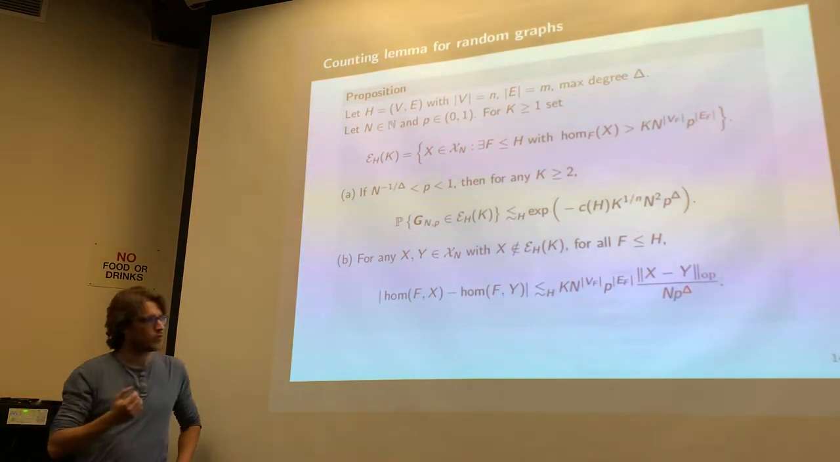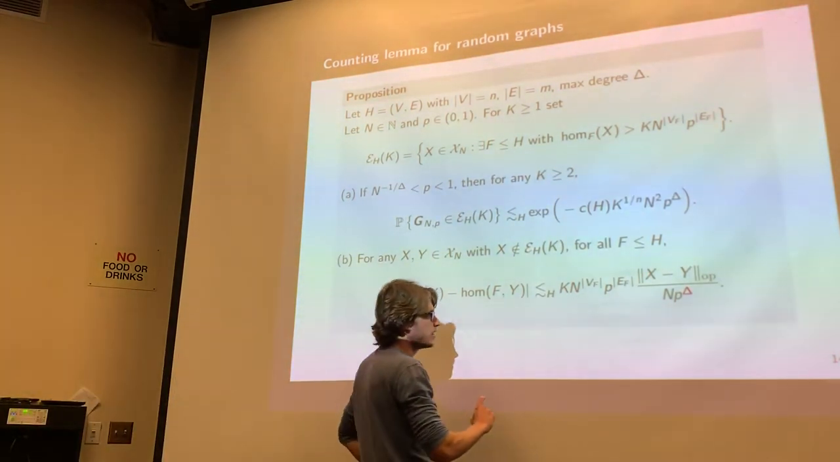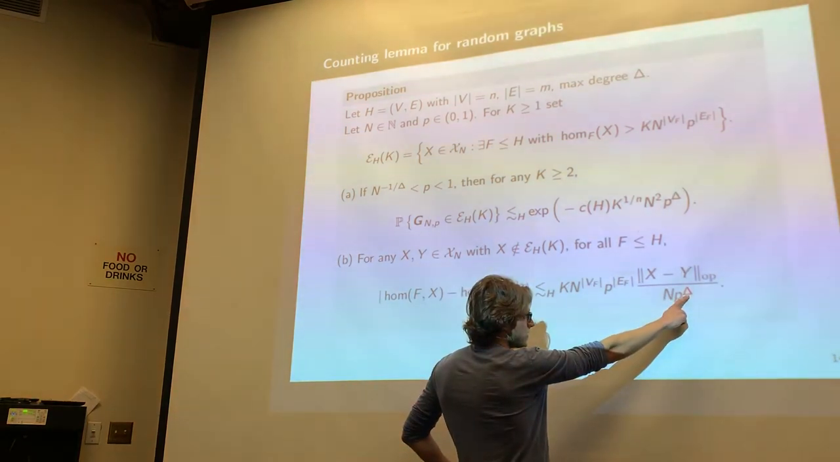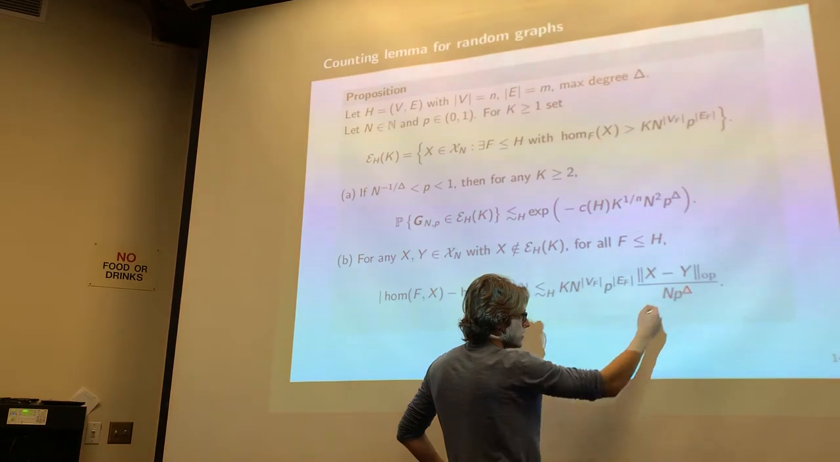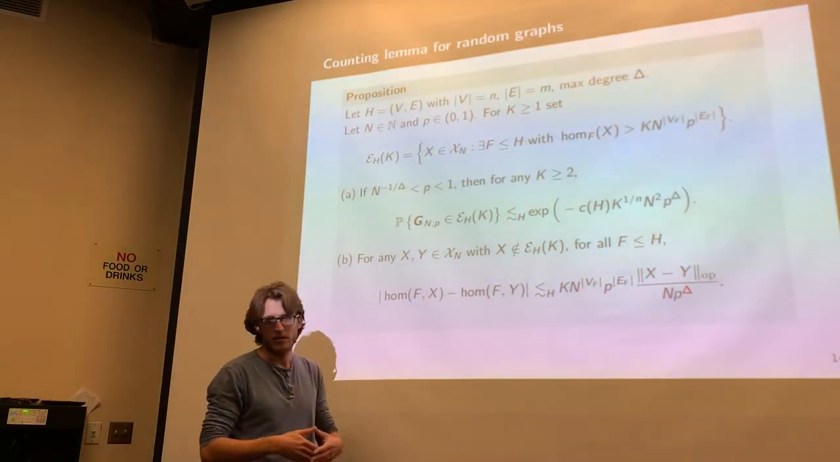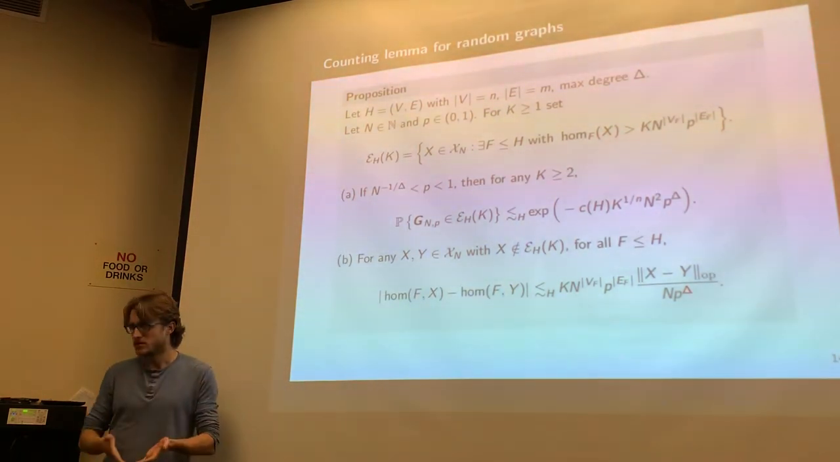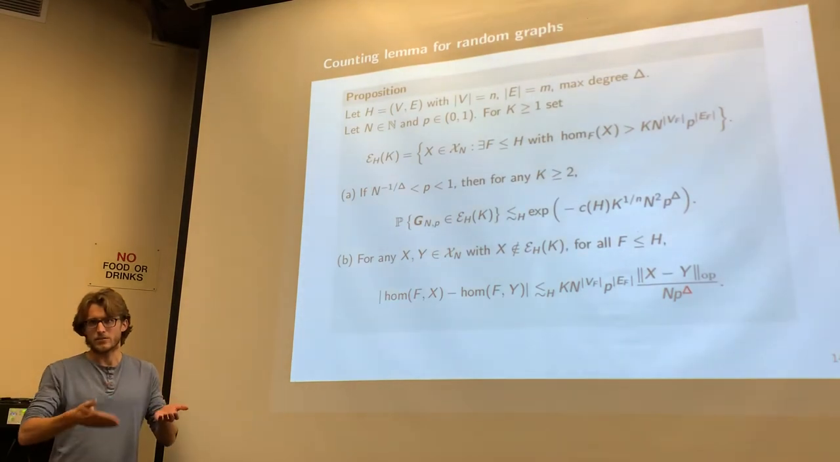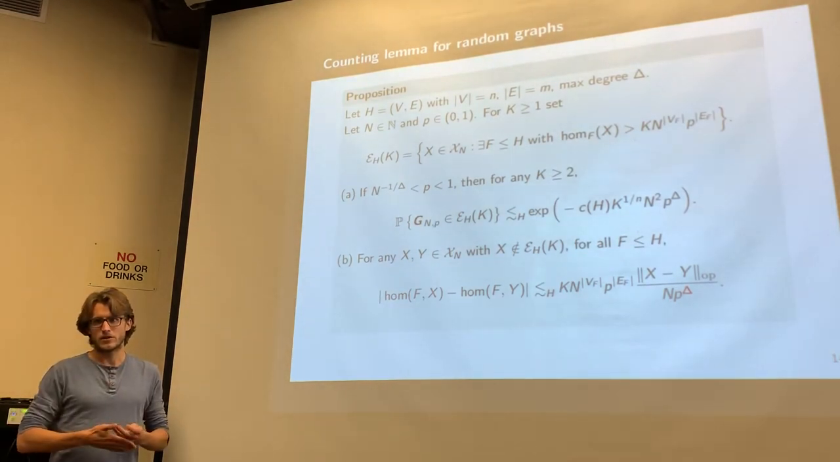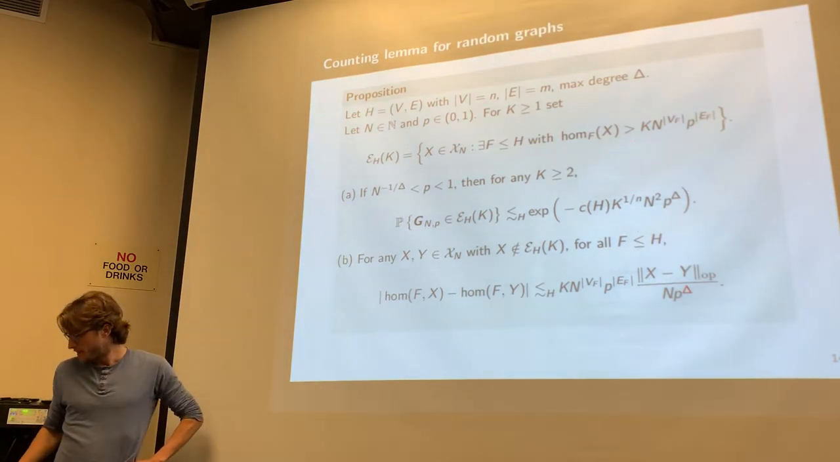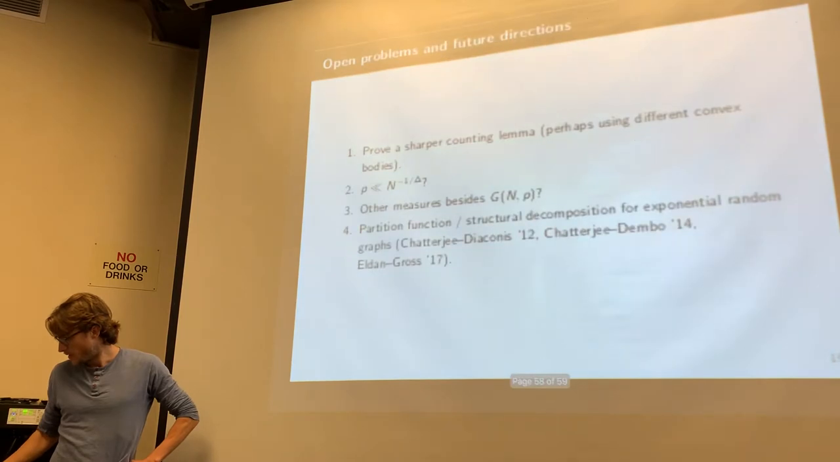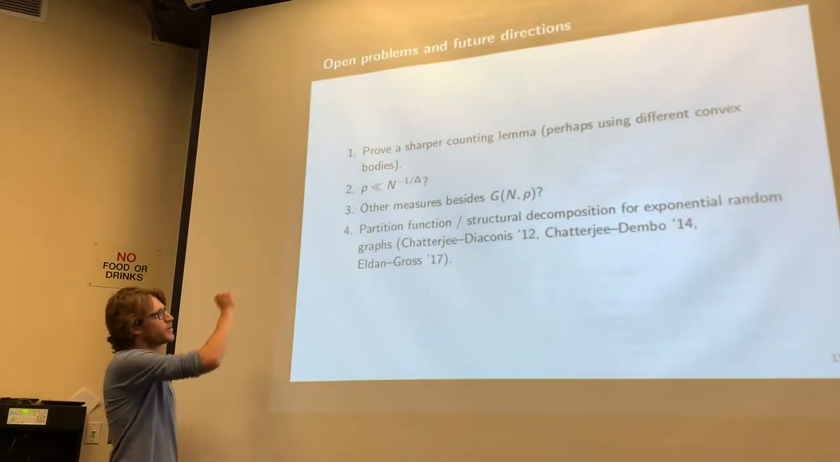And then what I'd like to point out here is that this I don't think is optimal. So if you could replace this max degree with the number 1, then you would get this all the way down to p decaying like n to the minus 1 over delta. So you'd get sort of the optimal range for that formula that I talked about. But that's an open problem. So that's open problem number 1.